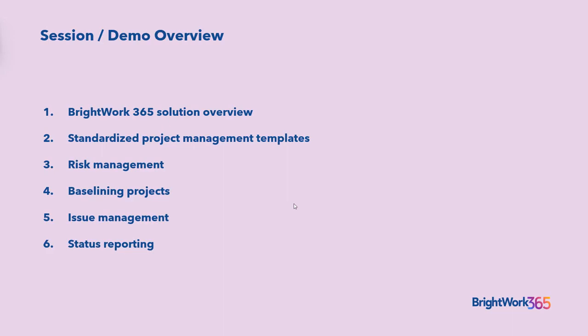We'll get into that, and then the rest of this is basically ways that I think potentially could help you to achieve control over your project. So that includes standardized project management templates that BrightWork 365 includes out of the box. Doing risk management, baselining projects. That's something that's done after planning. We'll talk just a bit about that.